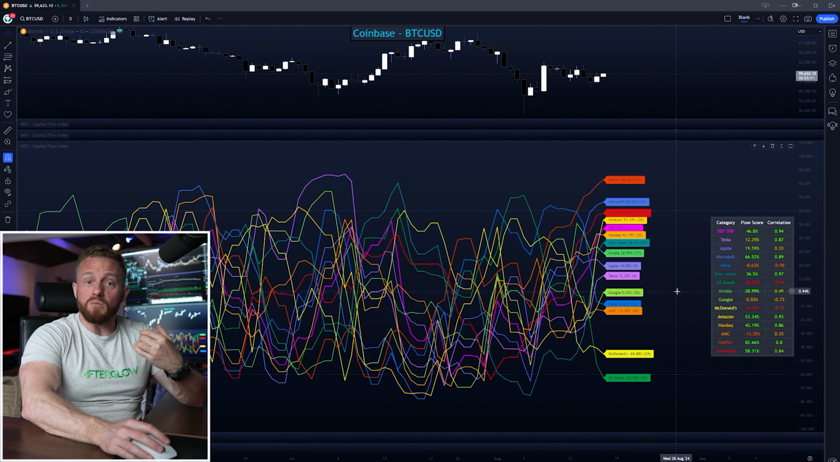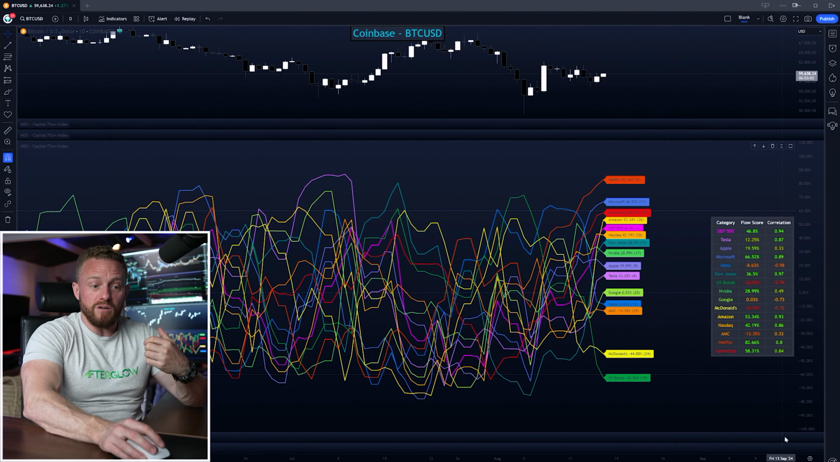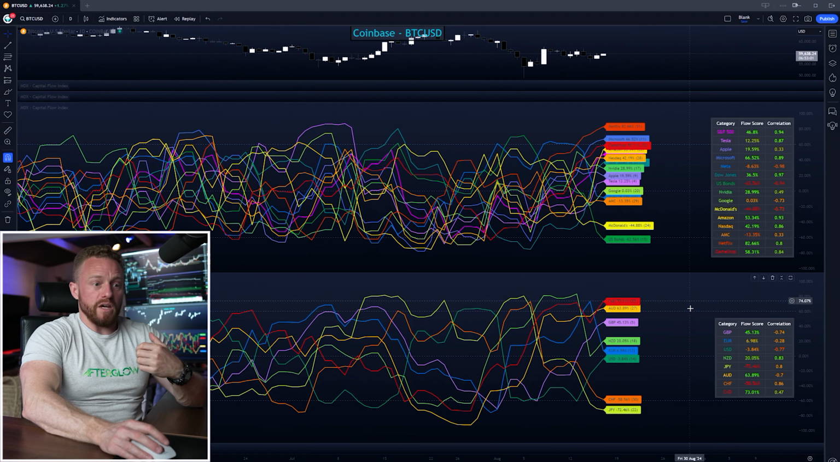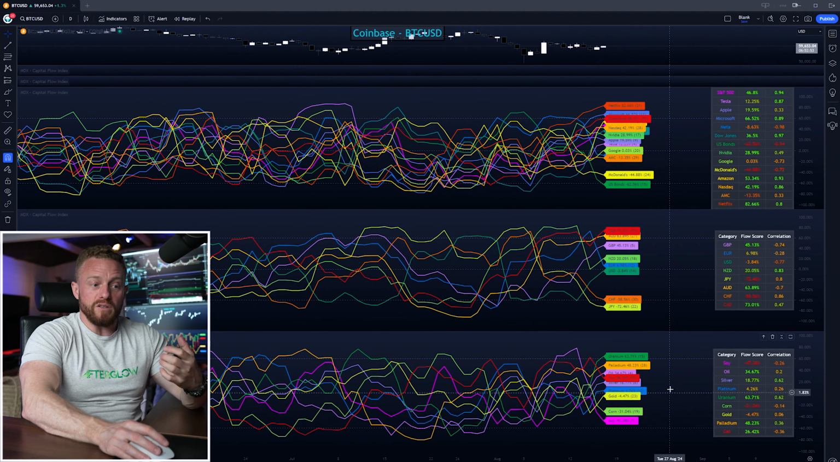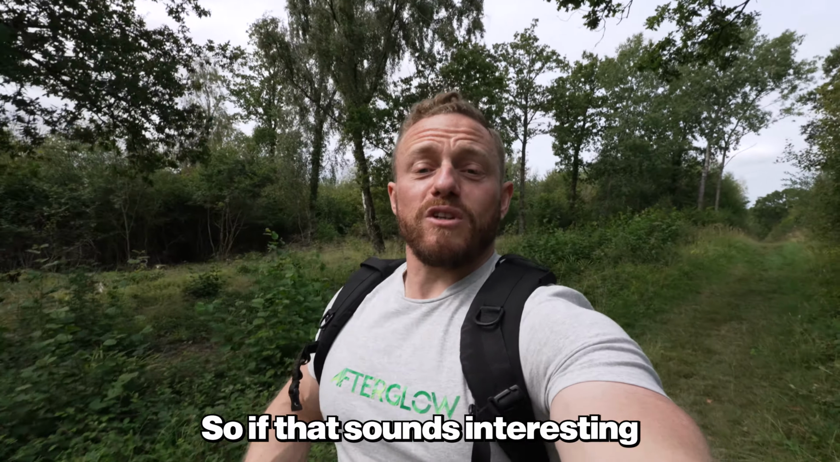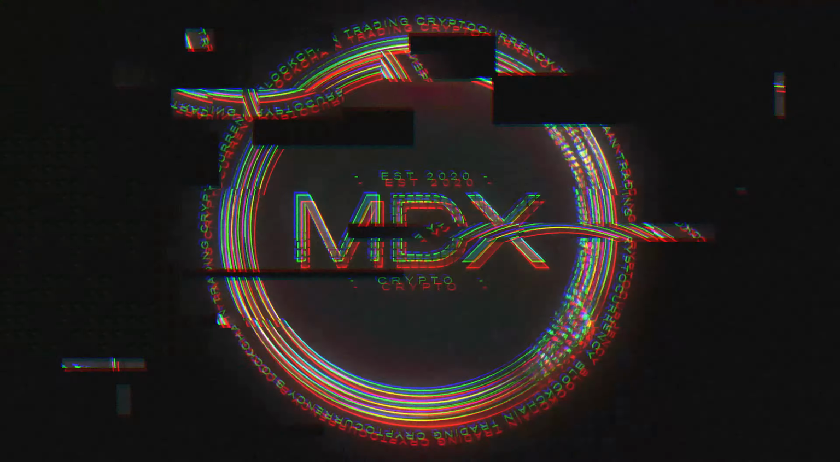So if you want to compare stocks like your Mag 7, or Tesla versus the S&P or Dow, you can look at the currencies like euros, dollars, pounds, or you can even look at commodities like metals, oil, corn, and so on. So yeah, this is a great tool for drilling down into those sectors and trying to optimize your portfolio strategy. So if that sounds interesting to you, let's dive into the tool.